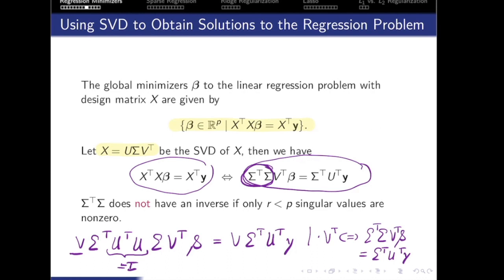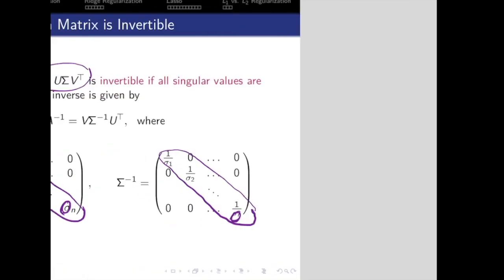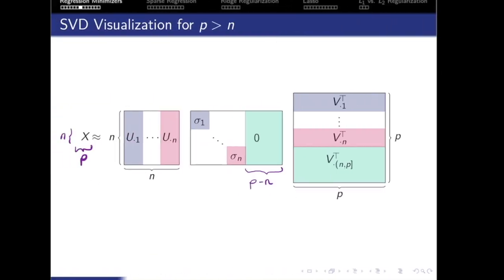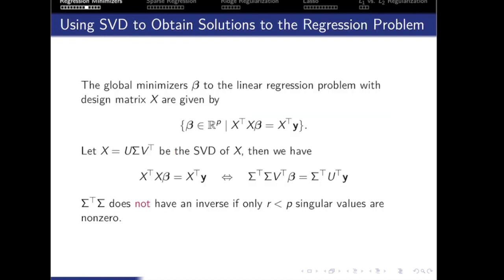But of course, what can also happen is that we have fewer than n singular values. So if we look back at this decomposition here, then we have at most n non-zero singular values. But of course, we can also have the case that some singular values are equal to 0. And we denote here with the index r the singular value which is the last one that is positive. And the case is now that sigma transposed sigma does not have an inverse if we have r smaller than p singular values which are non-zero.